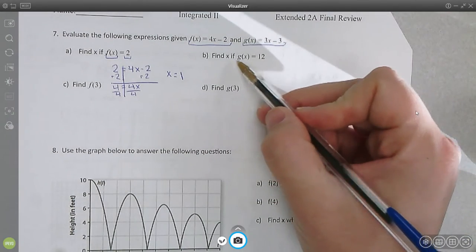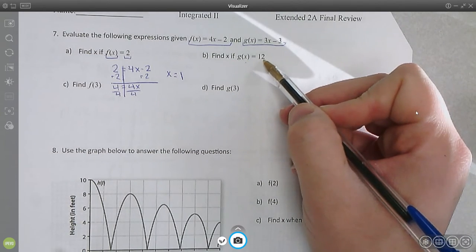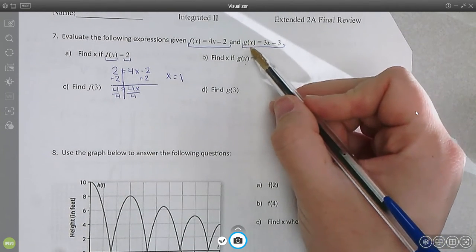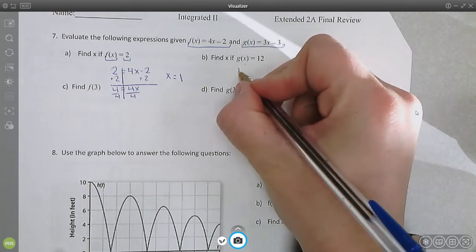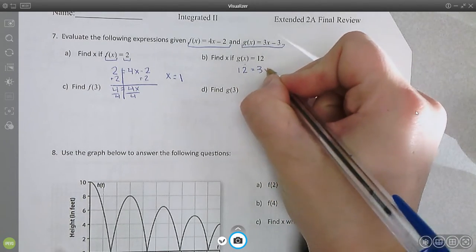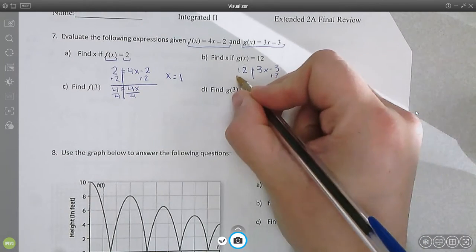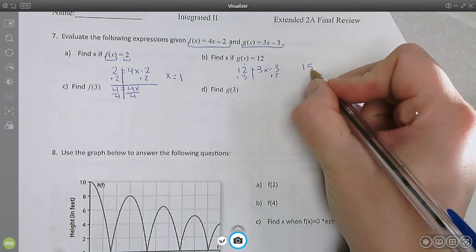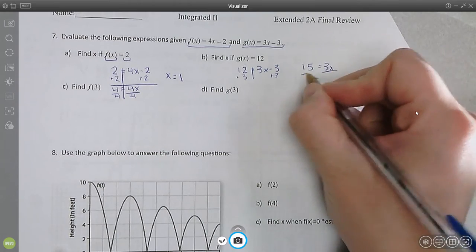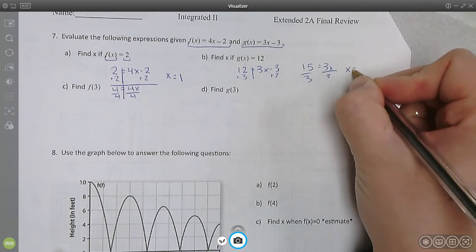Then over here it says find x if g of x equals 12. So instead of putting g of x here, we can put a 12. So we have 12 equals 3x minus 3. You're going to add 3 to both sides. You get 15 equals 3x. Divide both sides by 3. And you get x equals 5.